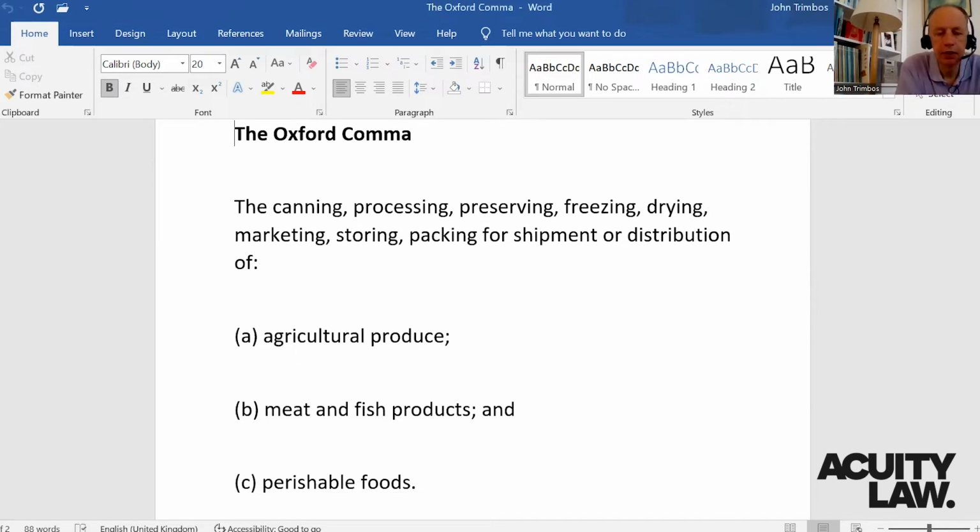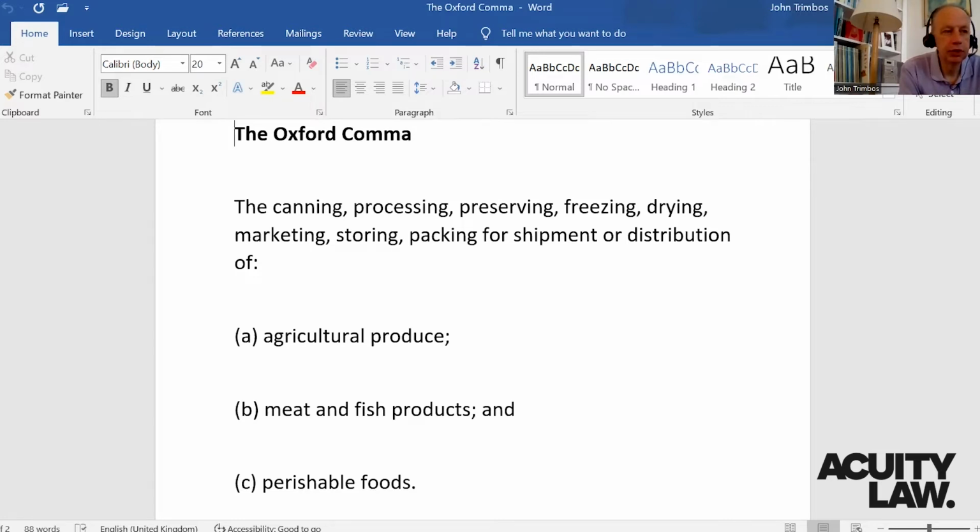And this was a back overtime claim by the truck drivers, who said, we do not fall within this exemption. You have got to pay us overtime. And their argument was, well, the top half of this sentence lists out all the things that you don't pay overtime for. And in line 2, it carries on: marketing, storing, packing for shipment or distribution. And we don't do any packing for anything whatsoever. We just drive the trucks around, but we don't do any of the packing for shipment or distribution whatsoever.